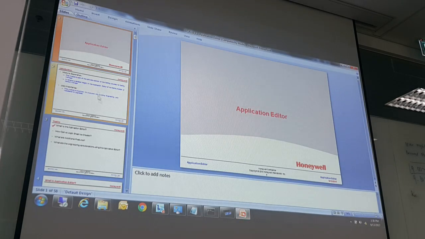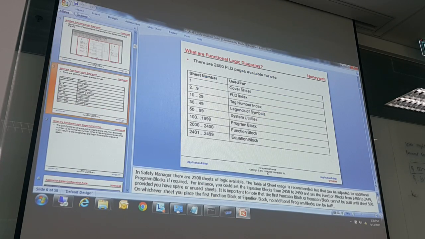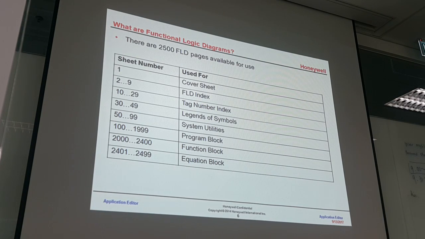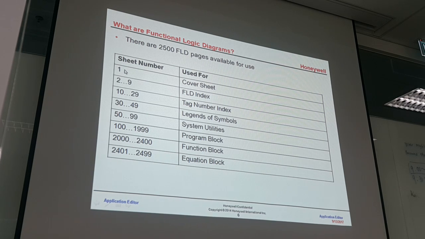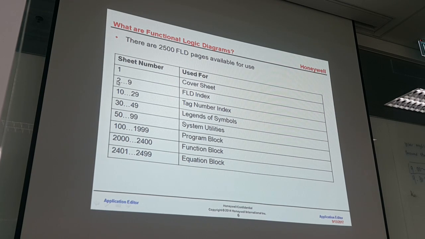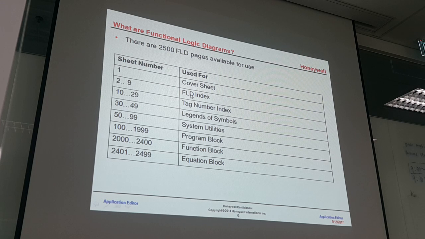And Honeywell may give you some advice about this book. Honeywell advises you to use the first page of the book as the cover. And Honeywell advises you to use pages 2 to 9 as the FLD index. It is just some advice. You can follow this advice or not.